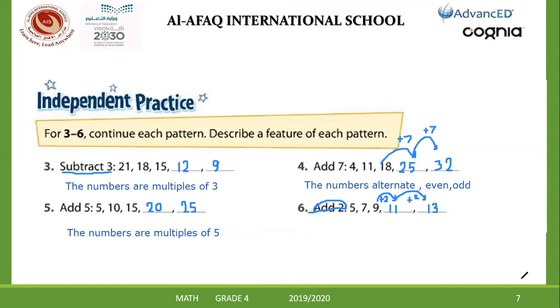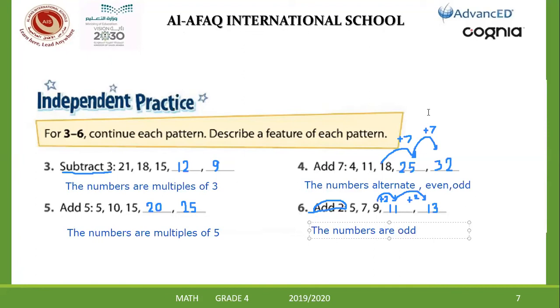Okay, so here, what do you notice? It is 5, 7, 9, 11, 13. All of these numbers are odd. So here we can describe this pattern by writing: all the numbers are odd.